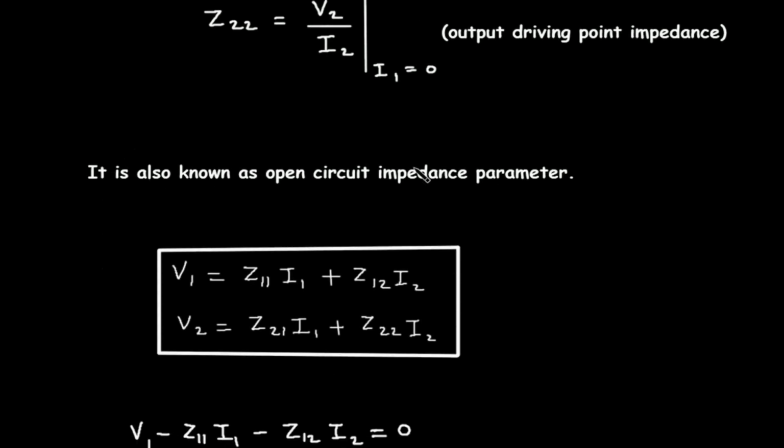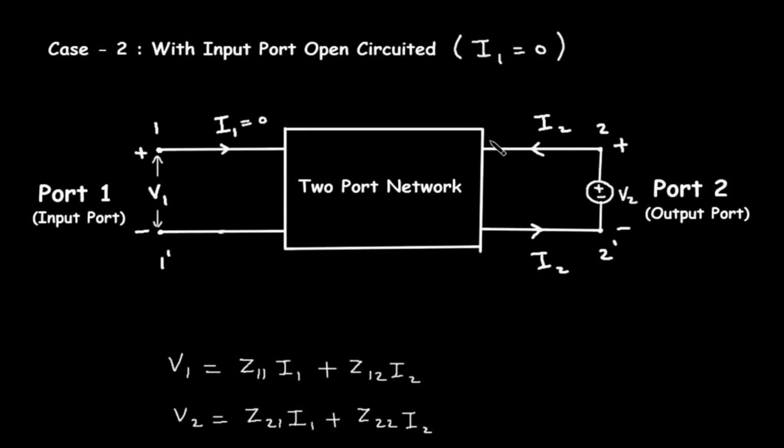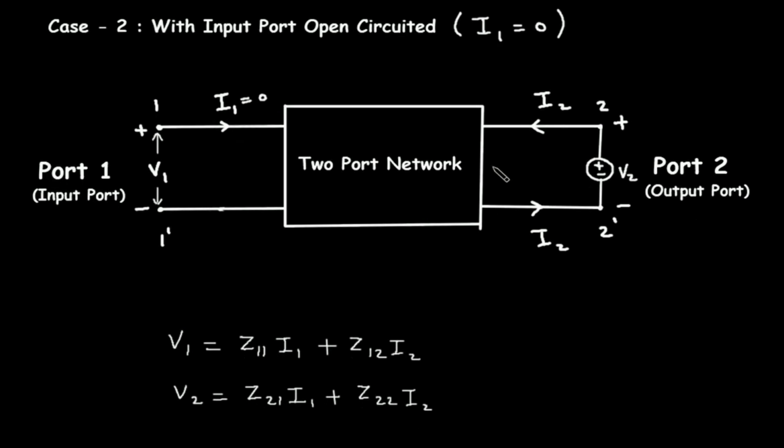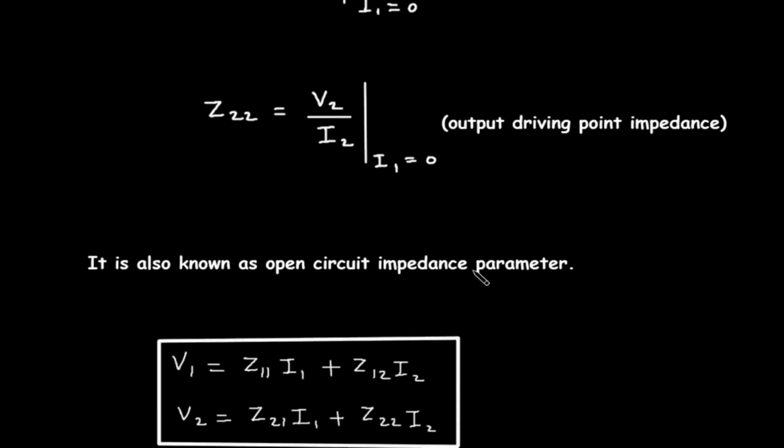Z parameter is also known as open circuit impedance parameter. Since there are two conditions and we are open circuiting port 1 at one time and port 2 at another time, that's why it is also called open circuit impedance parameter.